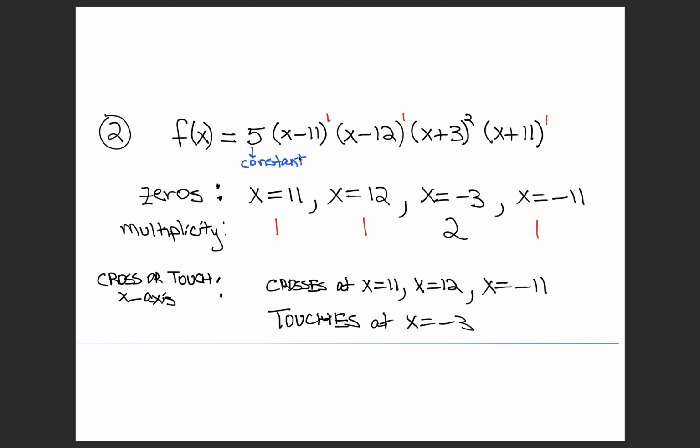Now with number 2, for this function that is given in factored form, notice we have a leading coefficient, 5, and this is just a constant.